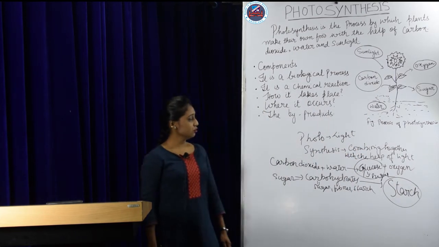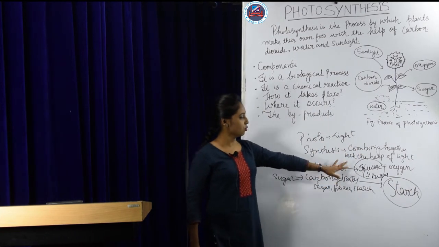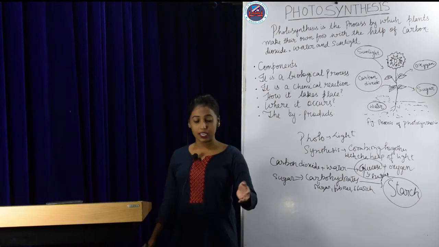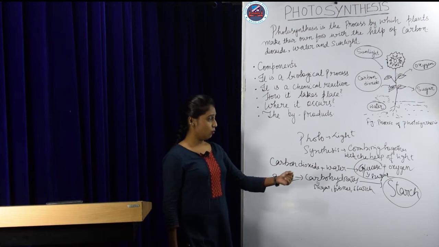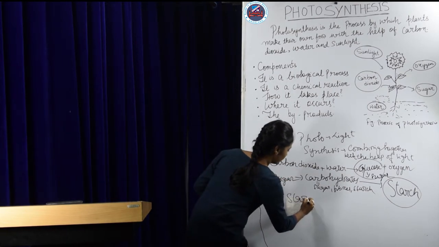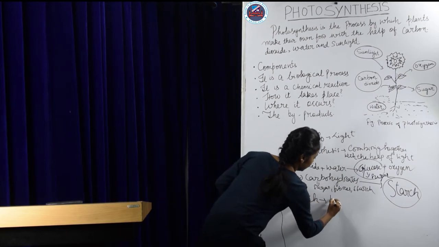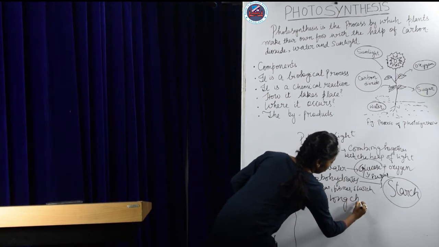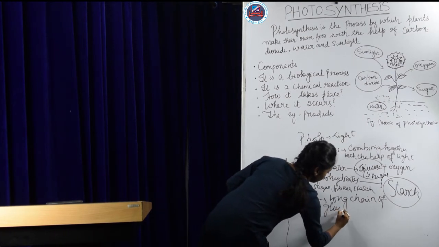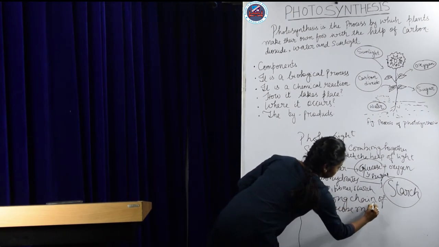So what do the plants do? The plants convert the glucose into starch so that they can store it for their future use in the chloroplast. Now what is starch? Starch is a long chain of glucose molecules.